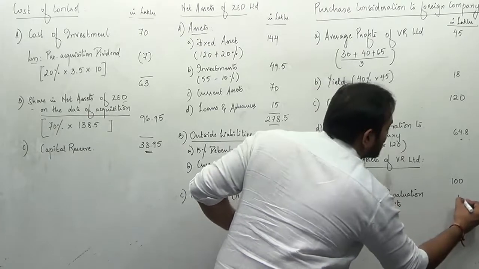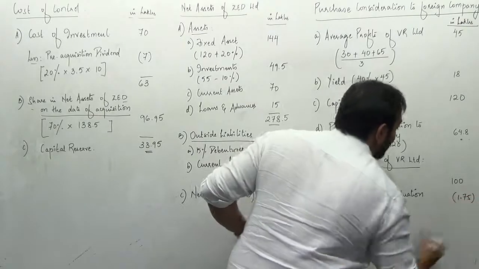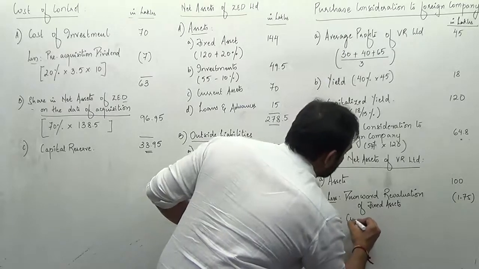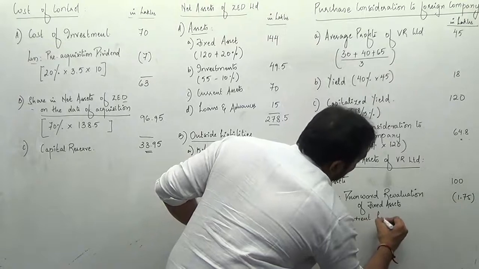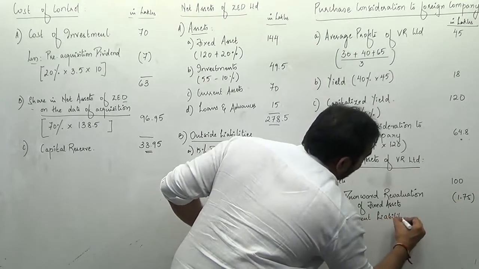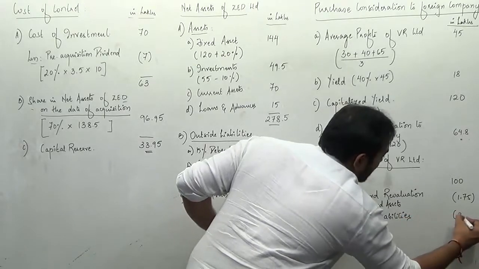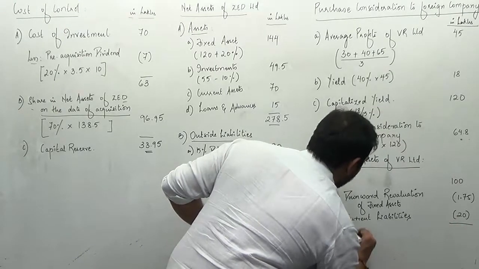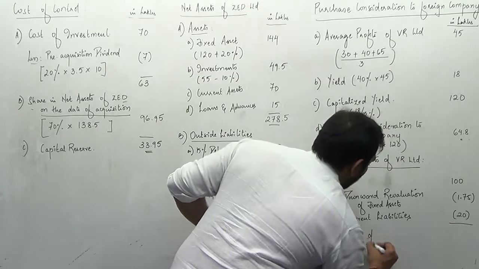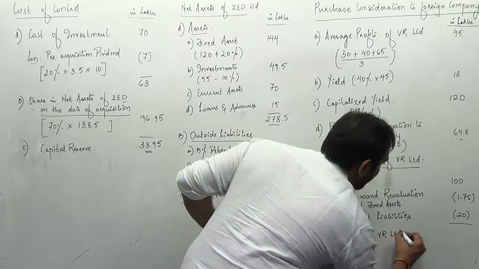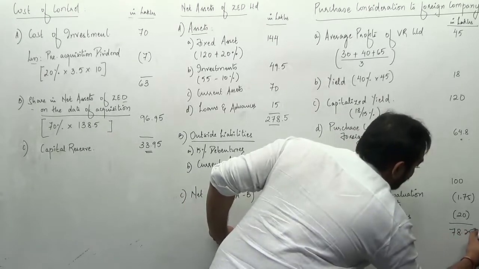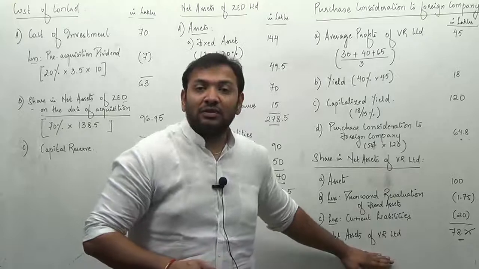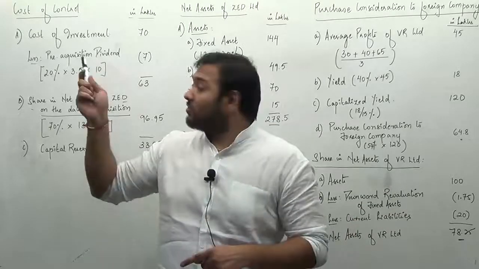My downward revaluation of assets is 1.75. Also reduce the amount of outside liabilities. Outside liabilities here is given in the form of current liabilities. My current liabilities are 20 lakhs. That will give me the net assets of VR Limited, 78.25. That is the net assets of VR Limited. Now this net assets of VR Limited we have to adopt in computation of cost of control.